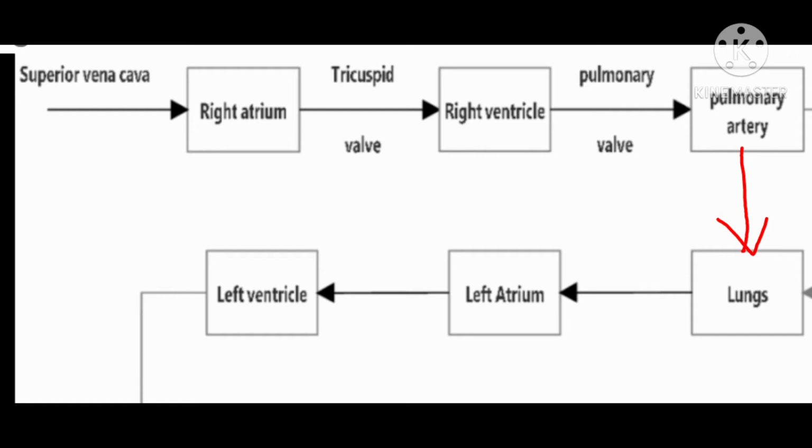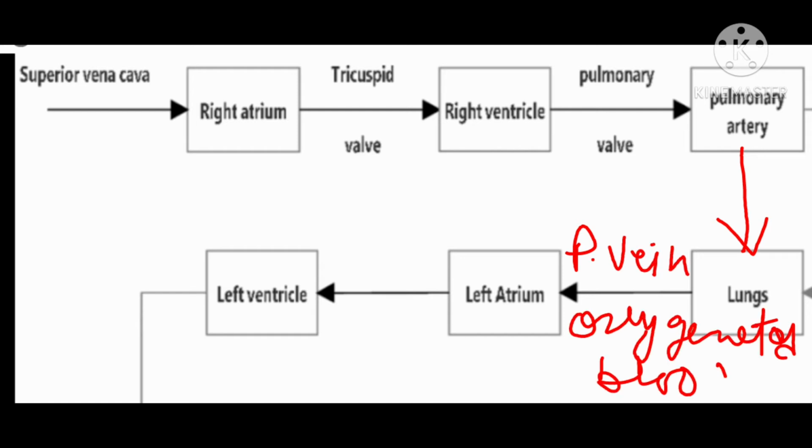Then the lungs take up the blood, where the exchange of gases takes place, and then that blood becomes oxygenated. Then this oxygenated blood from the lungs is poured into the left atrium through the pulmonary vein. Then the left atrium pours that blood into the left ventricle, as you can see in this picture. Then the left ventricle pumps the blood to the main artery called the aorta.